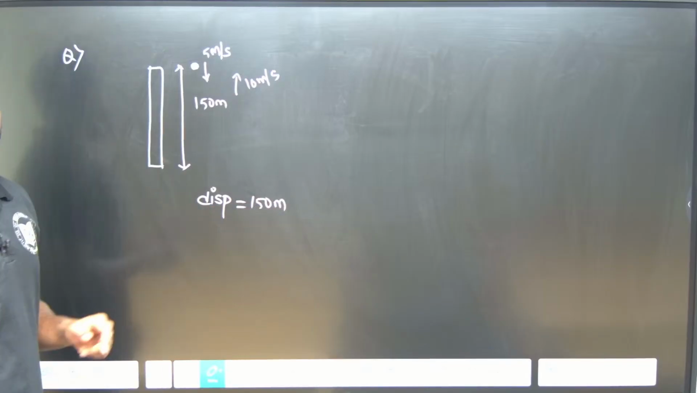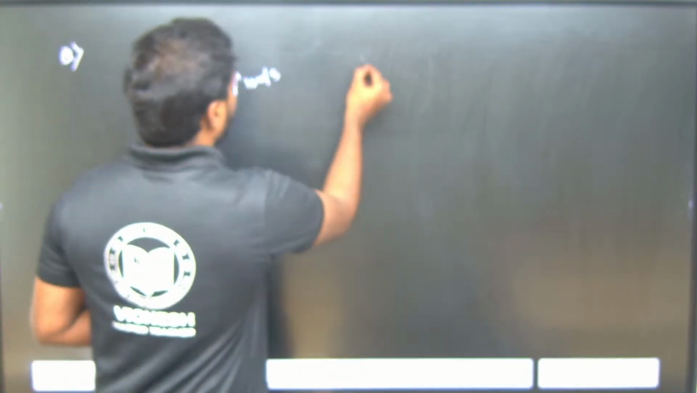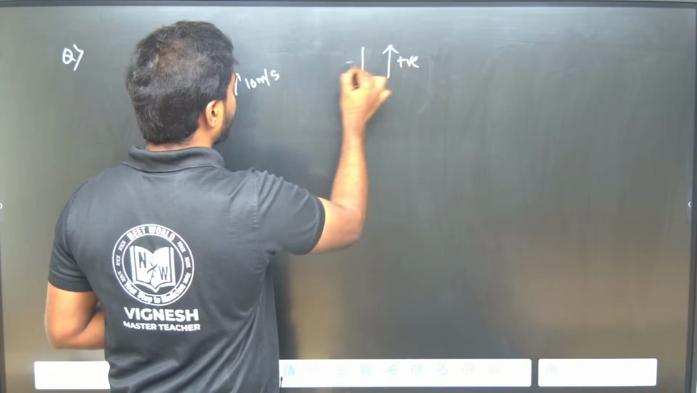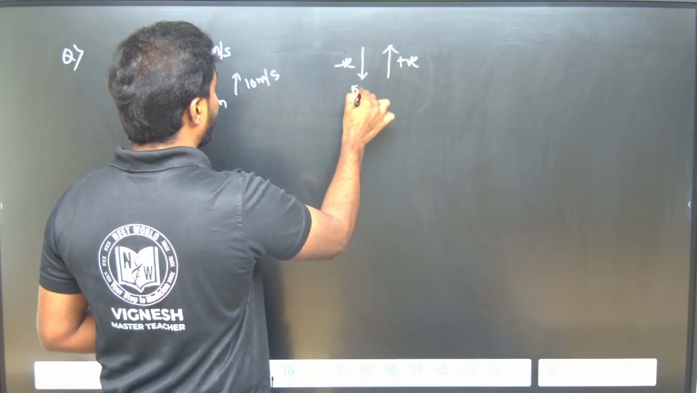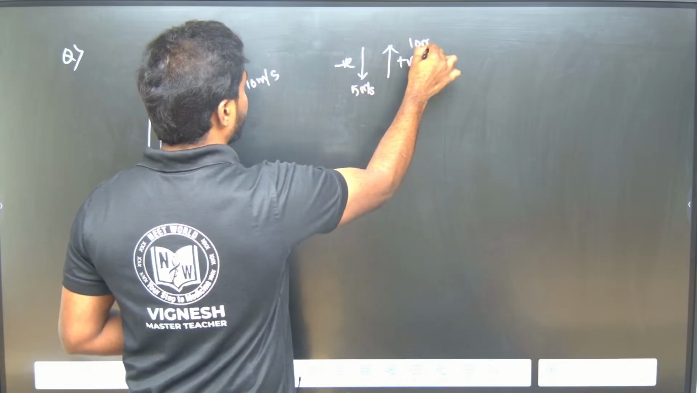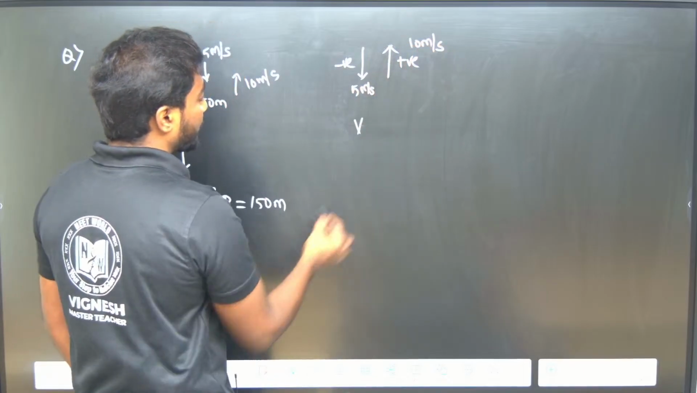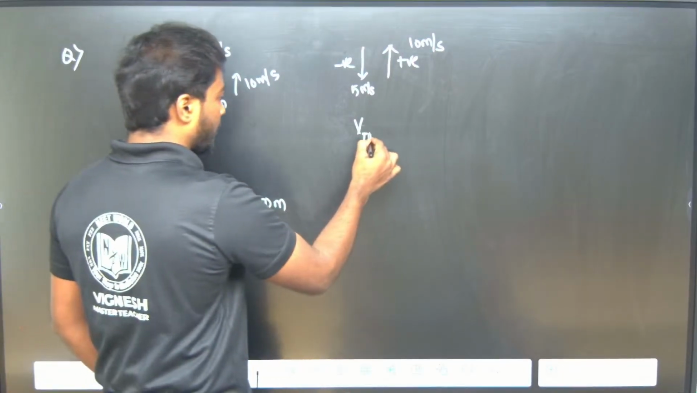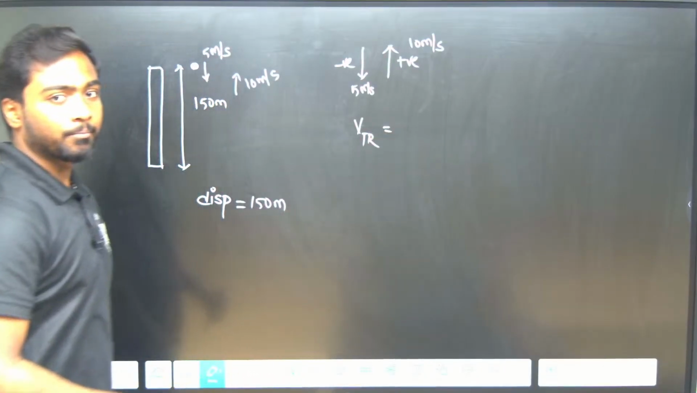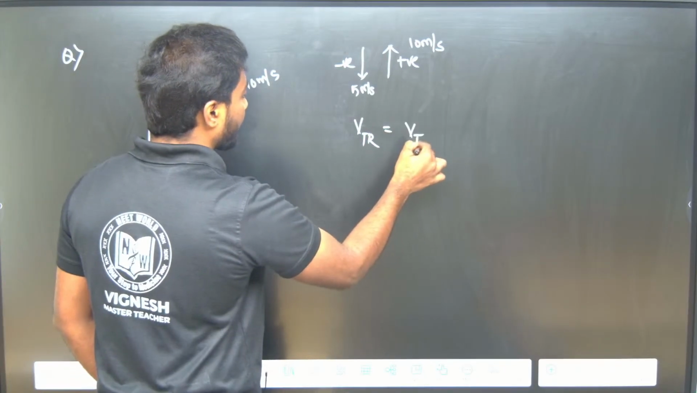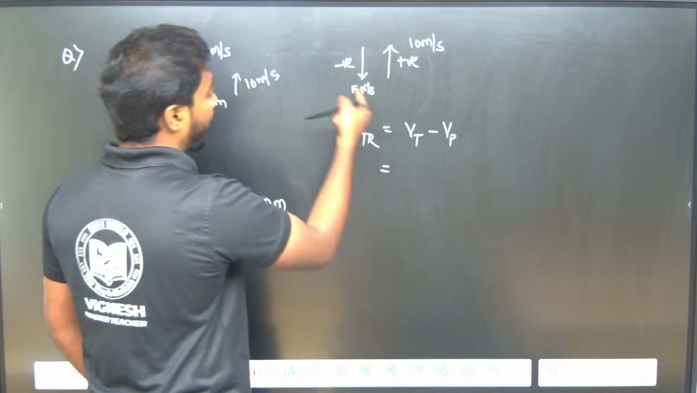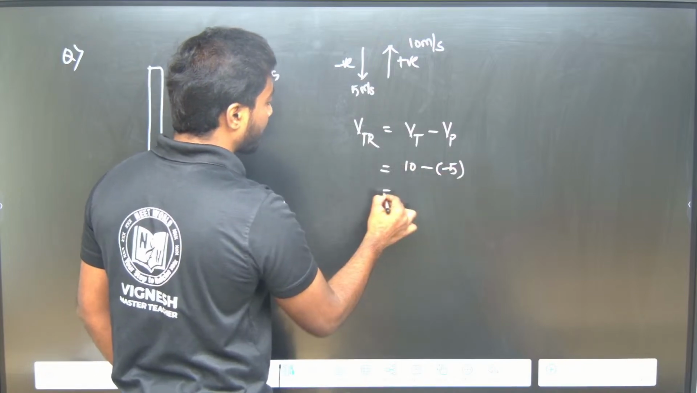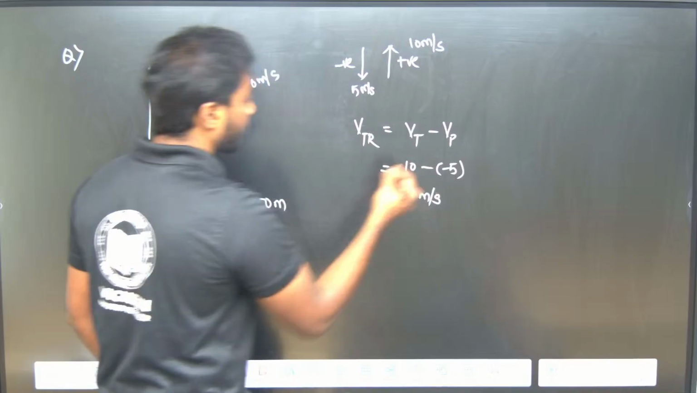What about the velocity? Here is the thing. One velocity is going down, one velocity is going up. So, this one will be positive, this one will be negative. Velocity of the parrot is 5 meter per second, the train is 10 meter per second. So, velocity of the train with respect to the parrot is velocity of the train minus velocity of the parrot. Velocity of the parrot is minus 5, velocity of the train is 10. So, 10 minus of minus 5 is nothing but 15 meter per second.